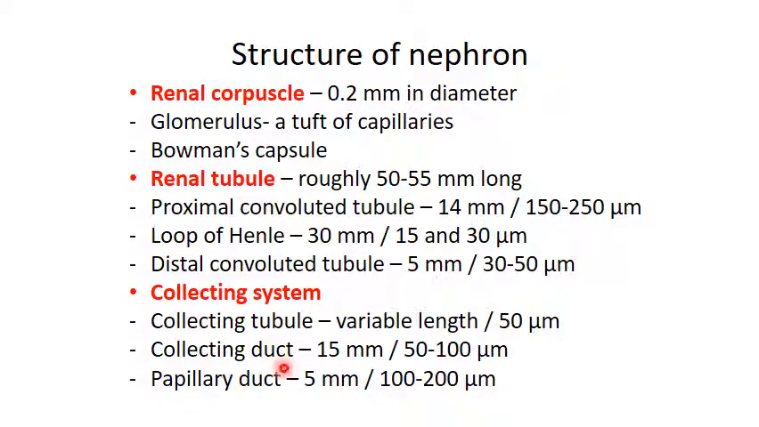The distal convoluted tubule is connected with the collecting system, which comes next to it, and it includes a collecting tubule of variable length. Then the collecting tubules enter into the collecting duct, which is 15 millimeter in length, and then several collecting ducts of several nephrons join together and open into a papillary duct, which is 5 millimeter in length.